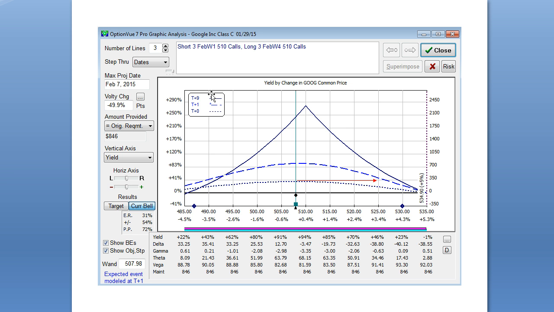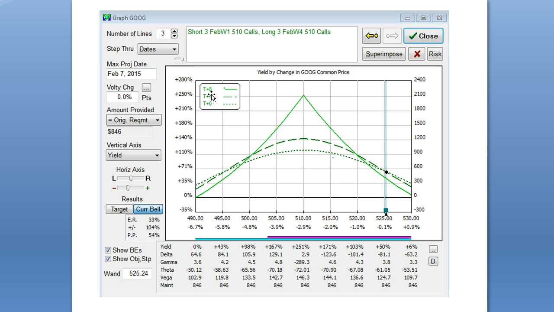Okay, earnings came out. The gap's up almost 3.5%, and let me show you what actually happened. It went to there. And the position made close to 60% on its money right there. See that? About 525. That's the gap, and the calendar ended up making money in this particular case. So there you go. Not too bad.